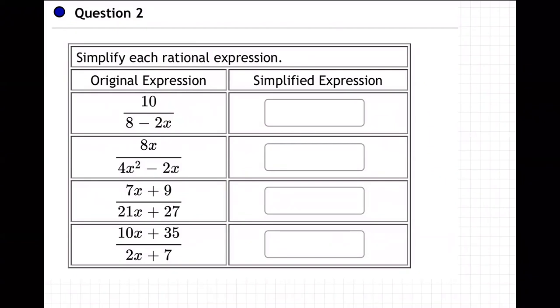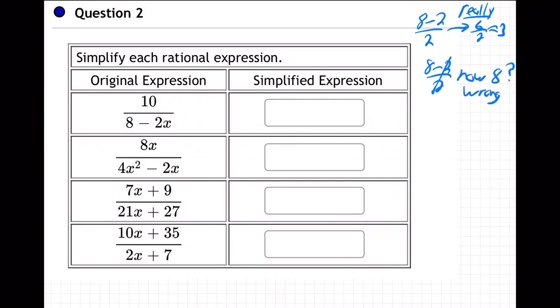What if I had, let's say, 8 minus 2 over 2? Now, really, that is 6 over 2, which is 3, right? That's really what it is, because 8 minus 2 is 6, over 2 is 3. Okay, now let's go back. What if I canceled the 2's? Now it's 8, and that's wrong. See how that little number example proves that you can't do that.